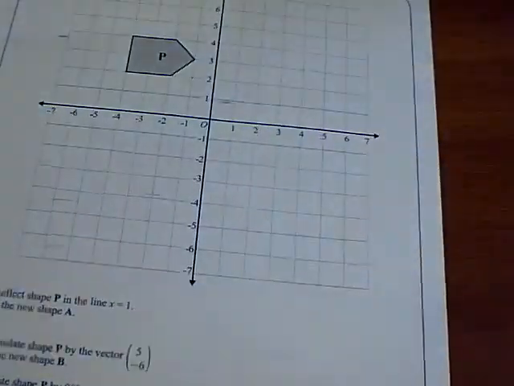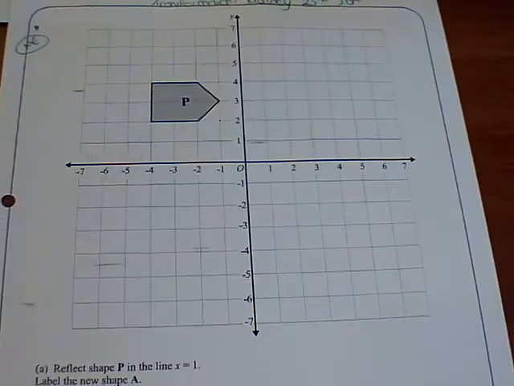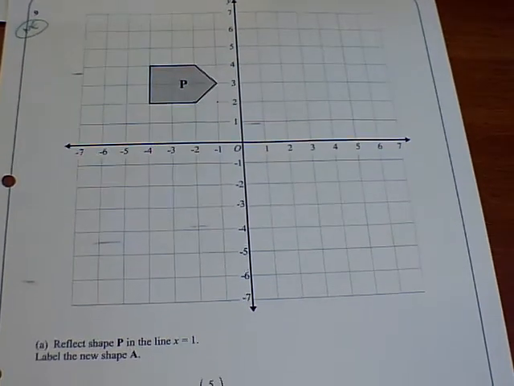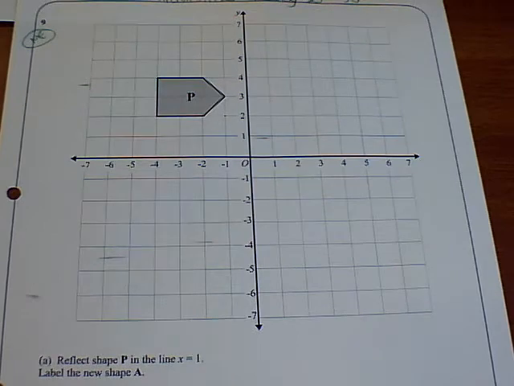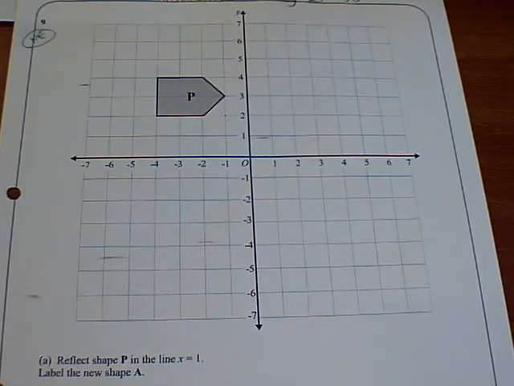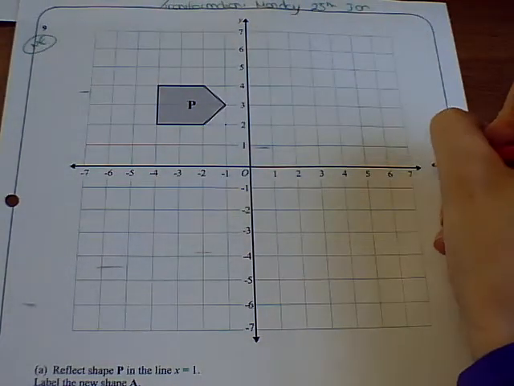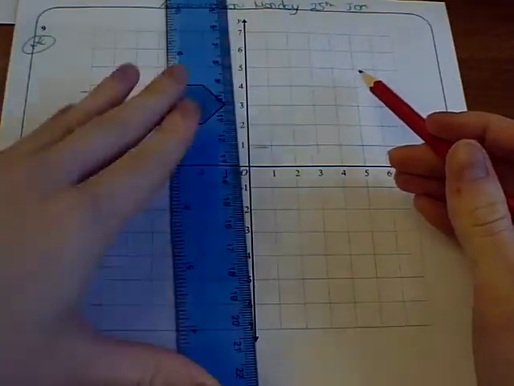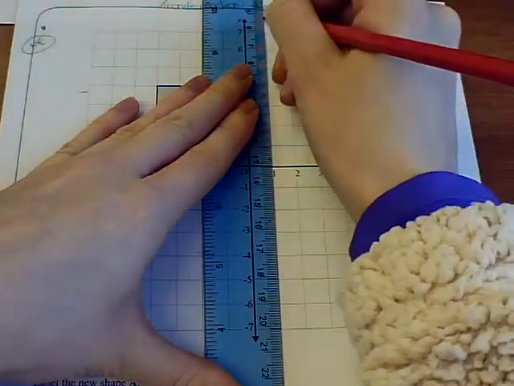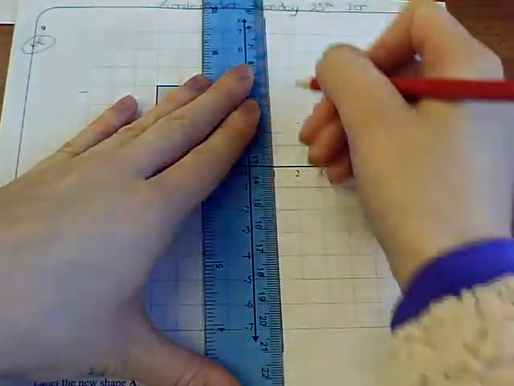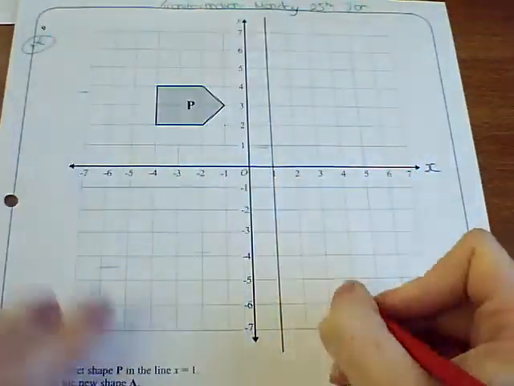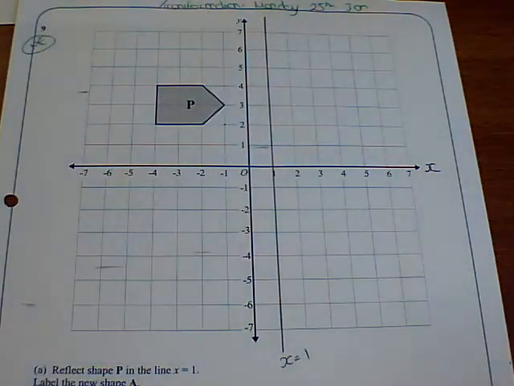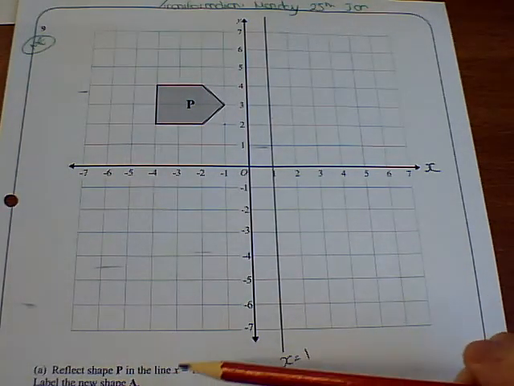Next question that I want to look at is just another worked example to take you through. So if you look at part A, reflect shape P in the line x equals 1, label the new shape A. So we need to find the line x equals 1 first. This is your y-axis, this is your x-axis, and the line x equals 1 is going to be here. And I would just label that x equals 1. Reflect shape P in this line.